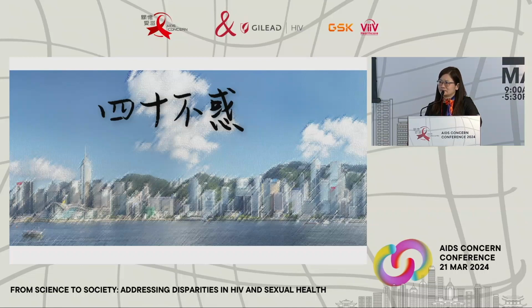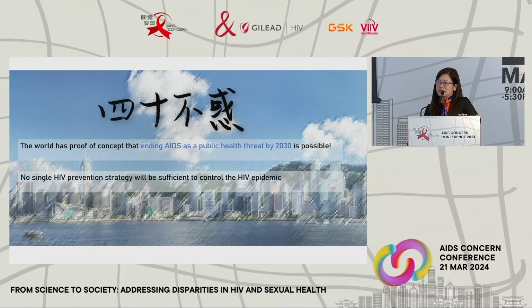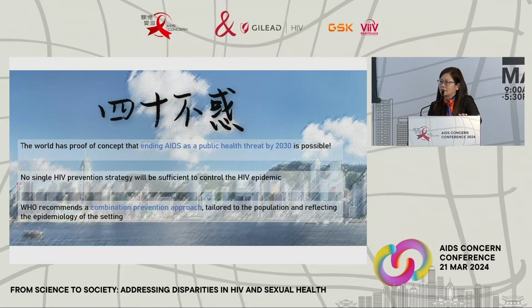One is that ending AIDS as a public health threat by 2030 is possible. This is not a slogan. We also know that no single prevention strategy is sufficient to control the HIV epidemic. We are also sure that the combination approach is key, and also collaboration, combining all the effort to make the dream come true, is key.